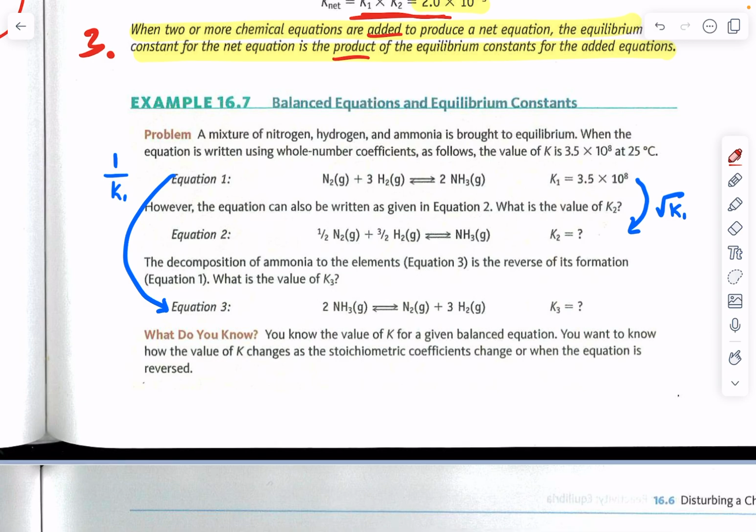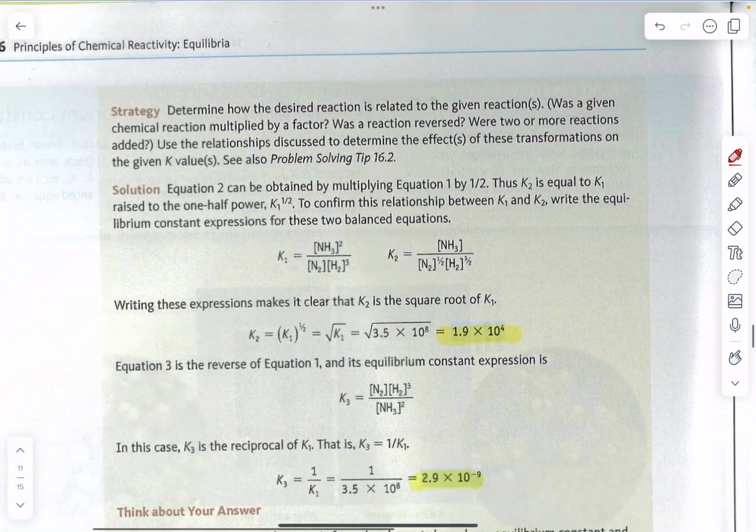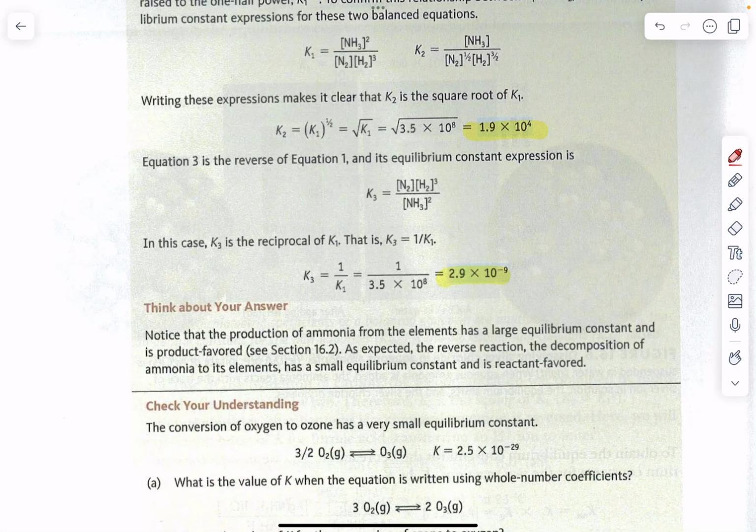If we look at equation number 1 right here and equation number 2 right here, you'll notice immediately that equation 1 has been divided in half to get equation 2. So since we're dividing in half, we need to take the square root of 3.5 times 10 to the 8th to get the new value. And when we look at equations 1 and 3 on this side, equation 3 is the reverse of equation number 1, and so we're going to take the reciprocal, which is what that says right there. And they actually do the math for you right there. That's not very difficult.